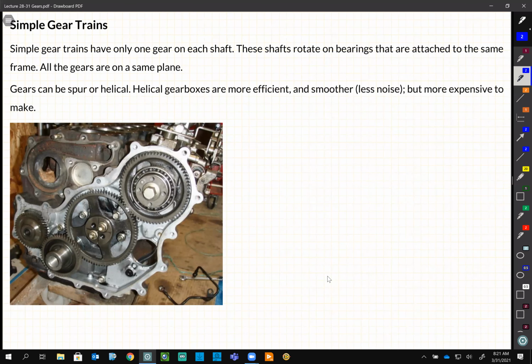So let's start with the simple gears. Again, as you can see in this gearbox, all the gears are in one plane.